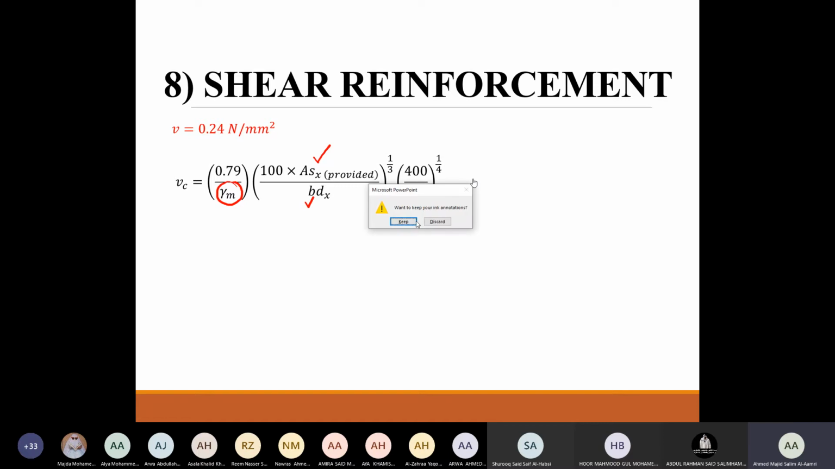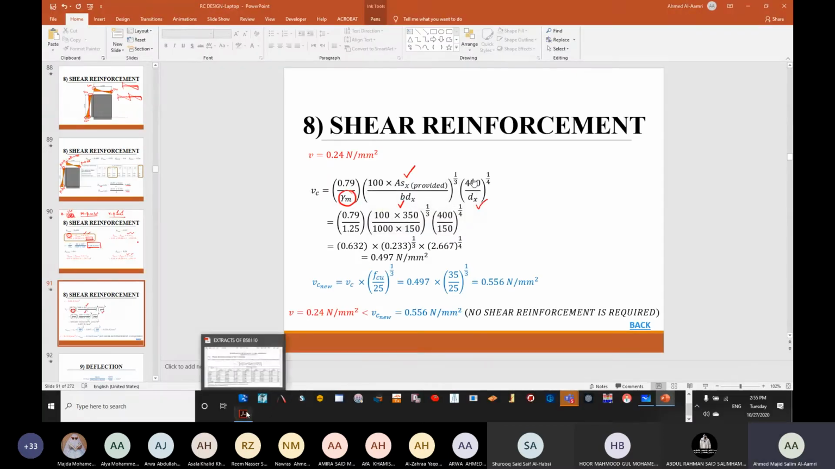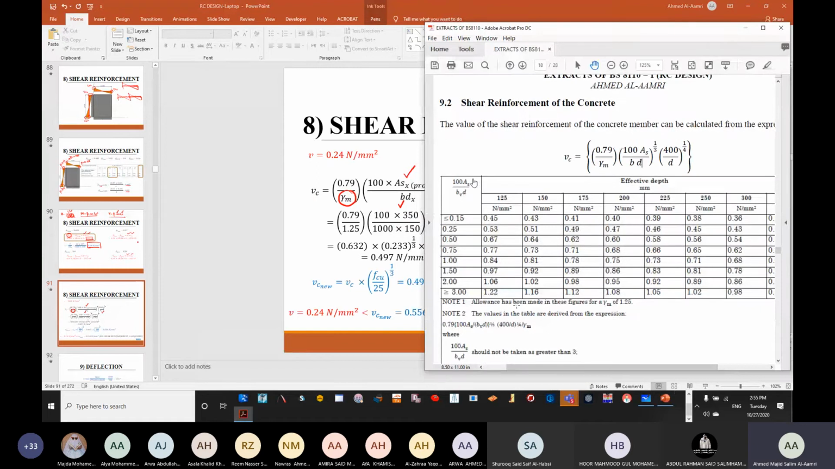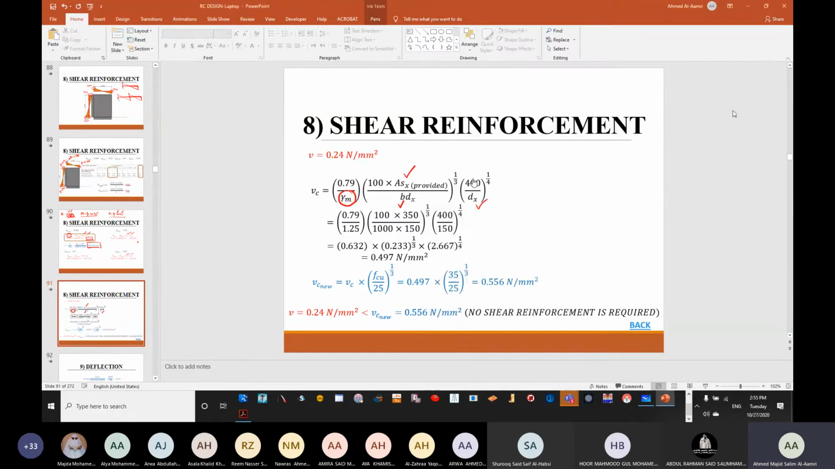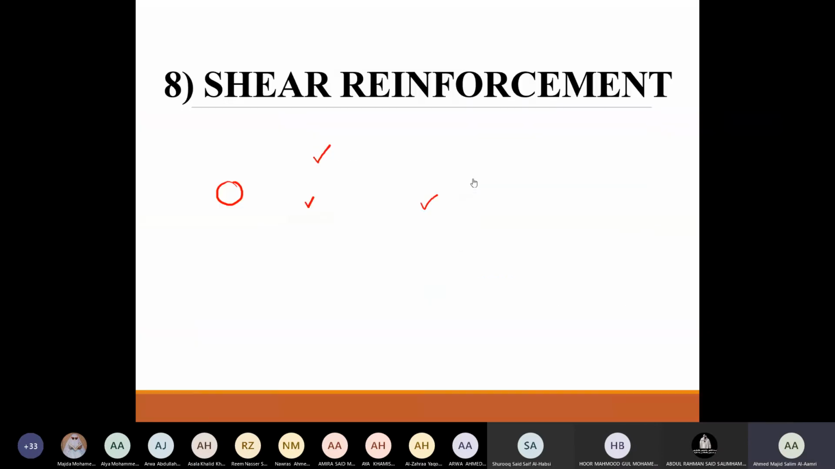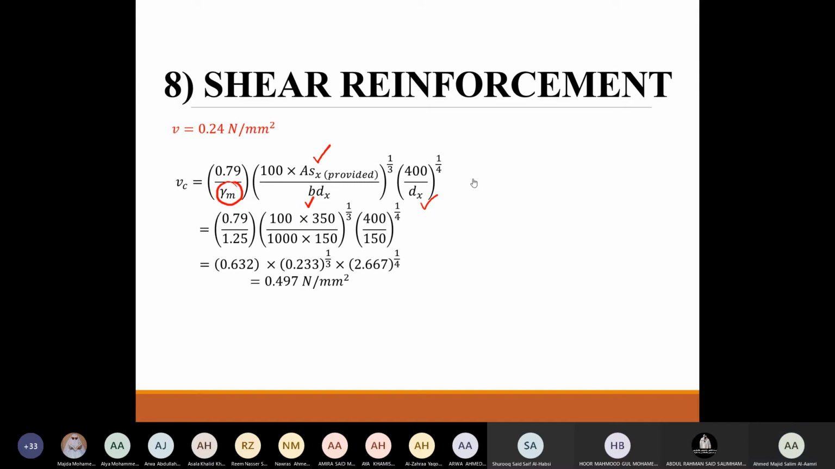Once again, we'll go for the BS code. Now in your BS code, you will see here, it says for you, allowance has been made in this figure for a gamma M of 1.25. Are we clear? So the value of gamma M has been given by the code to be 1.25. That is the factor of safety for shear reinforcement.